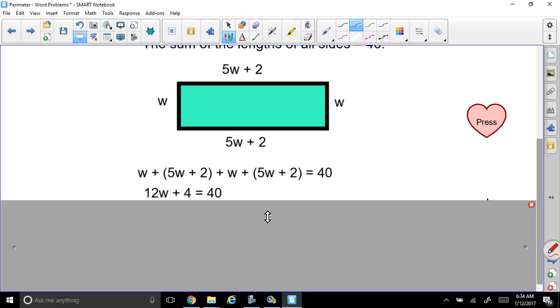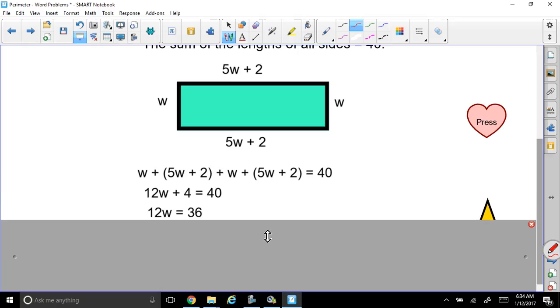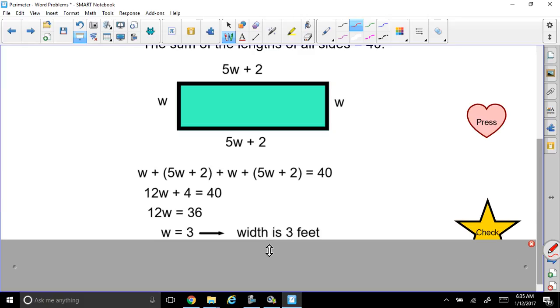So I'll subtract 4 from both sides. That'll give me 40 minus 4 gives me 36. Now all I've got to do is divide both sides by 12, and that'll give me W equals 3. So the width will be equal to 3 feet.